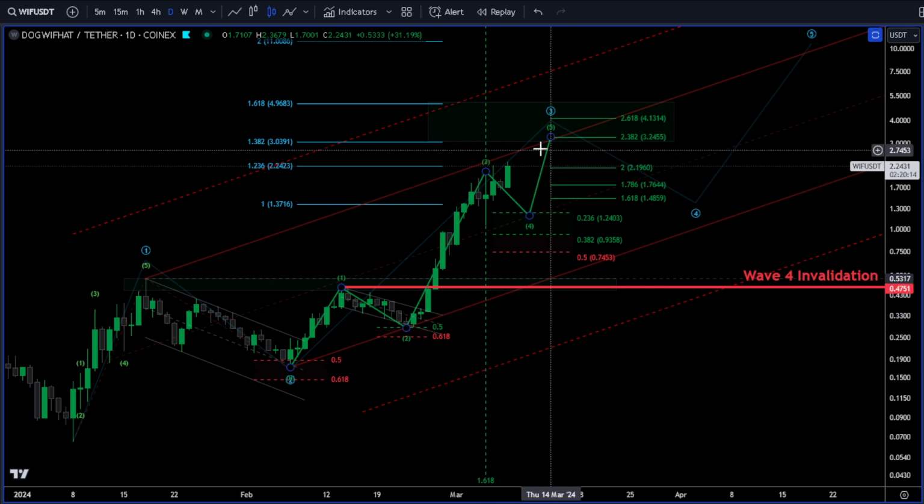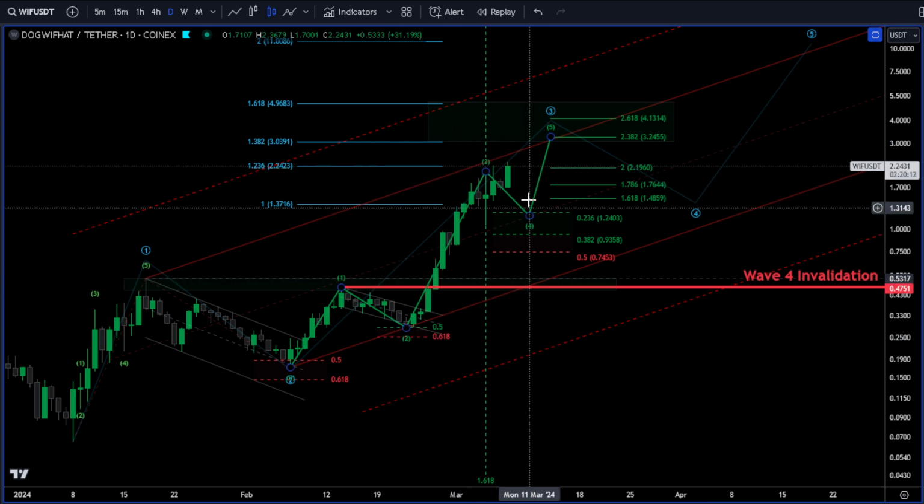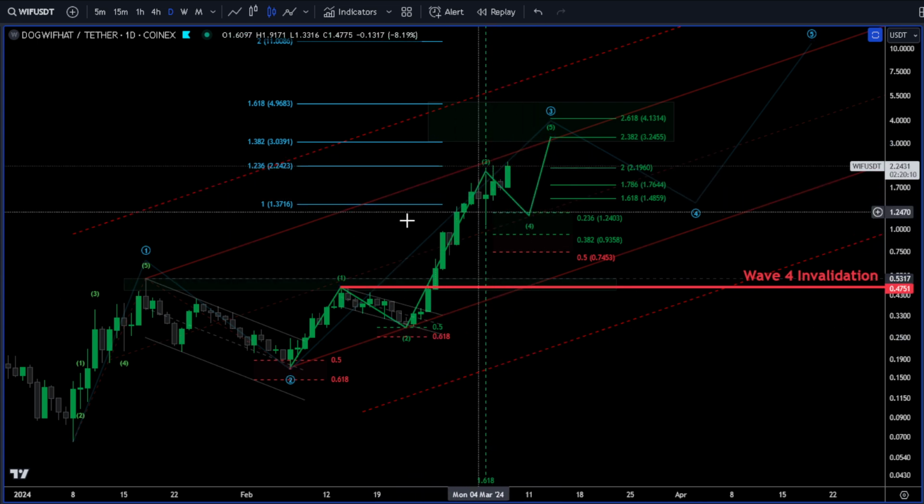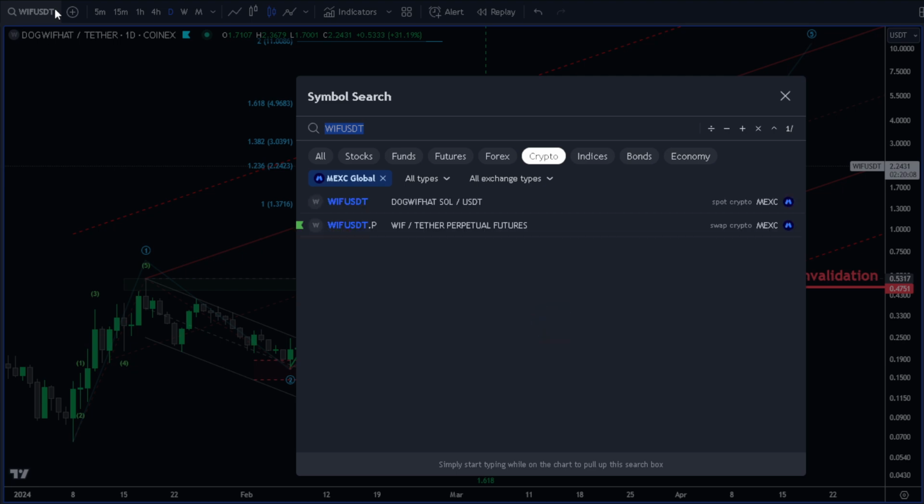So we're going to go down to this wave here and analyze this fourth wave in green on the smaller time frames. I'm going to show you my trading strategy for this one.